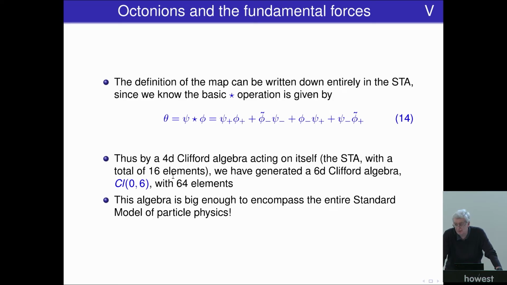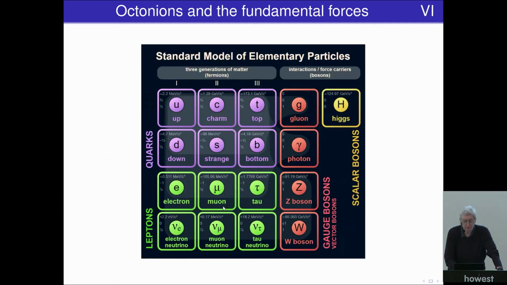we've generated a 6D Clifford algebra with 64 elements. And this is exciting because it's big enough to encompass the entire standard model of particle physics. Right? So let's look briefly at the standard model.